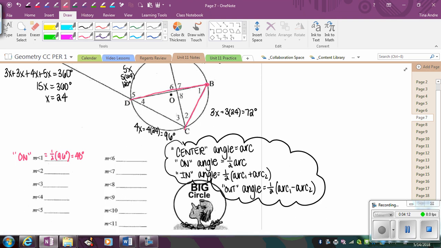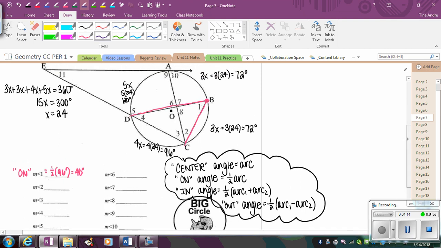Angle 2 is another inscribed angle. The vertex is on the circle. Covering it up with your index cards, only focusing on angle 2, shows you it cuts into the 72-degree arc. So that means this is going to be 1/2 of 72, so we get 36 for that angle.